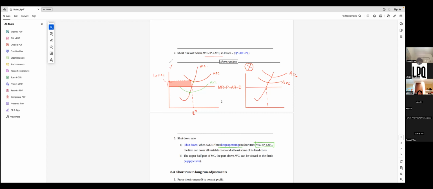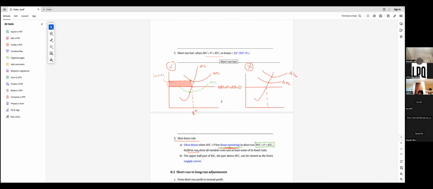But remember this: if your price is lower than ATC, that means you are losing money, but your price can still be greater than AVC, you should keep operating. This is called the shutdown rule. Super important, okay, this is called the shutdown rule.